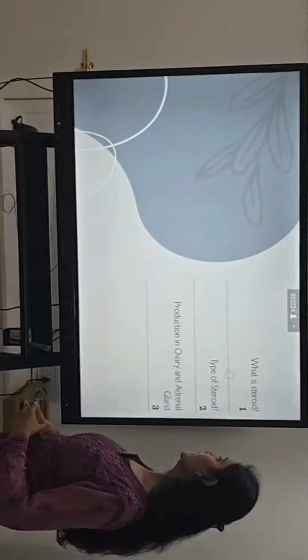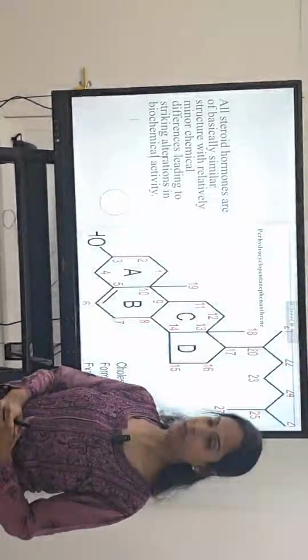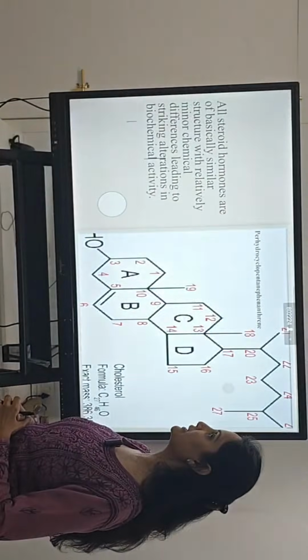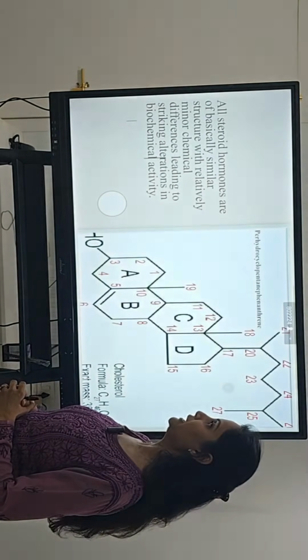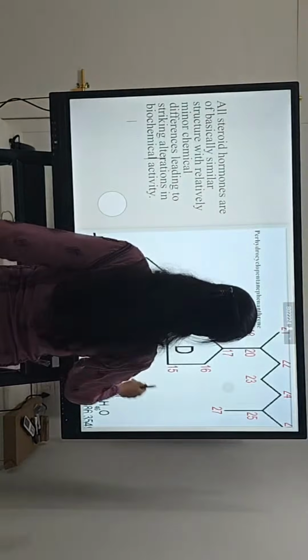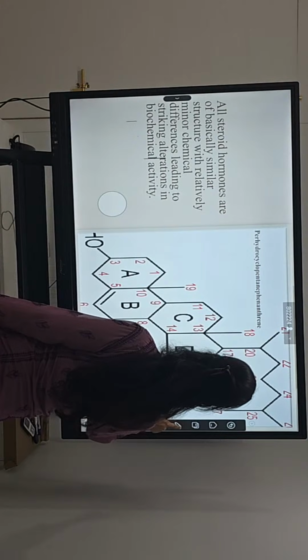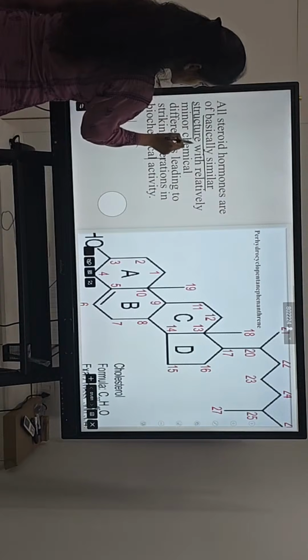Good evening, everyone. I'm Dr. Shalini Agrawal. Today we will talk about steroids. What is a steroid? Types of steroids and production in the ovary and adrenal gland. All steroid hormones are of basically similar structure with relatively minor chemical differences leading to striking alteration in biochemical activity. So, what is this basic similar structure?